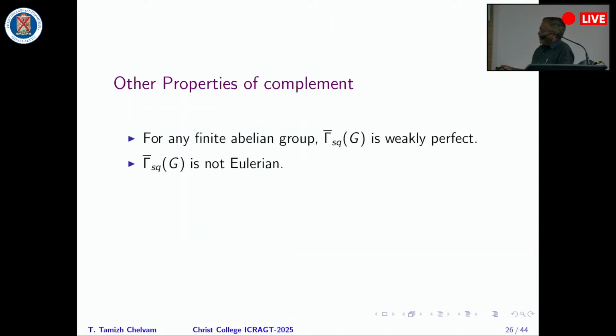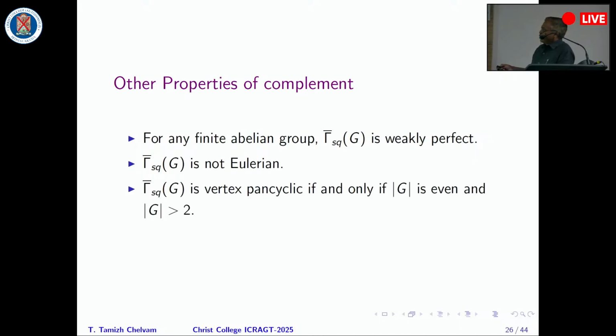And again this is also weakly perfect. So once the graph is weakly perfect, you can see the perfectness; it is not Eulerian, this is vertex pancyclic. Okay. So this is one part of the problem.